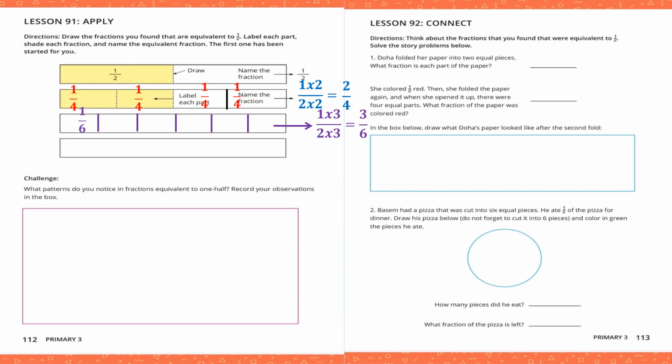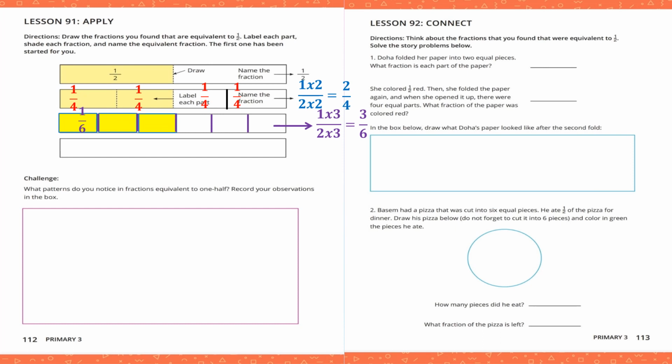Here the numerator is 3. Remember the rule of the fraction. The numerator means the number of colored parts. And the denominator means the total number of parts. So we have here 3 parts in the numerator. So I will color 3 here.